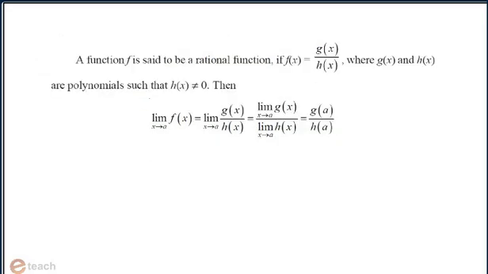A function is said to be a rational function if f(x) equals g(x) divided by h(x), where g(x) and h(x) are polynomials such that h(x) is not equal to 0. Then limit x tending to a f(x) equals limit x tending to a g(x) divided by h(x), that is equal to limit x tending to a g(x) divided by limit x tending to a h(x), which is finally equal to g(a) divided by h(a).